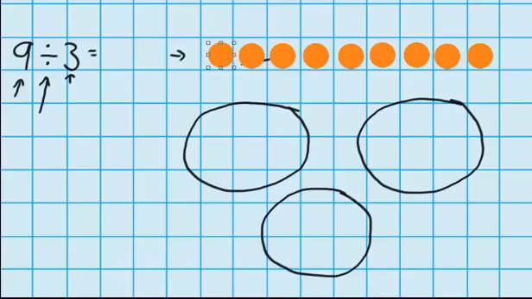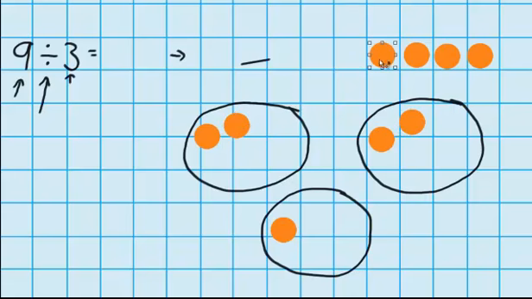So just like last time, I'm going to share these counters out one at a time. So I'm going to put one counter in this group, the next counter in this group, and the next counter in this one. And I'm going to keep sharing out the counters like this until I've got no counters left over.